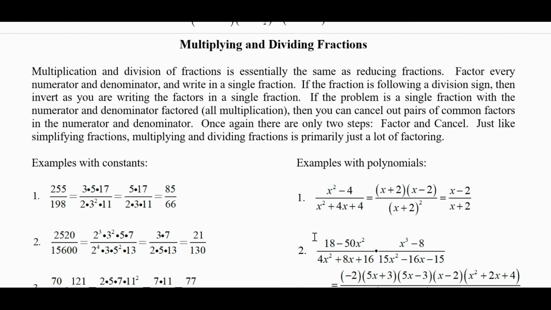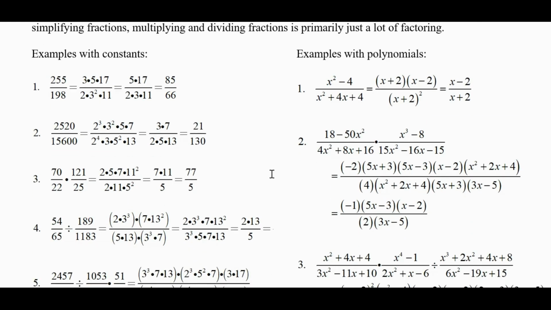bottom. If the problem is a single fraction with numerator all factored, once you get to that point, then you can cancel out pairs of common factors in the numerator and denominator and see what's left. So basically there are only two steps, factor and cancel. Just like simplifying fractions, same thing. Simplifying a single fraction, it's basically the same steps, just factor and cancel. So basically it boils down to a lot of factoring.